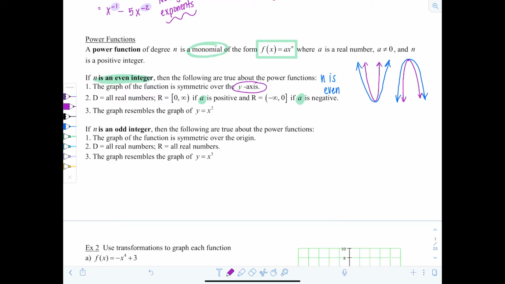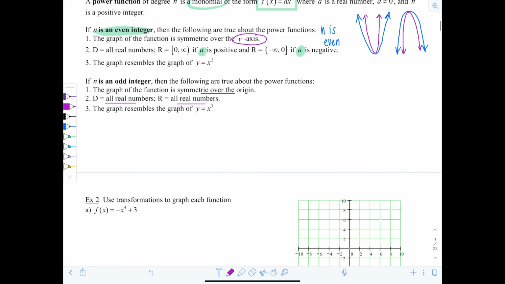Now, if n is odd, then the following are true about power functions. So the graph is symmetric over the origin. Both the domain and range are all real numbers, and the graph resembles the graph of y equals x cubed. So hopefully you remember what x cubed looks like. This guy. So x to the 5th would also look the same. It would just be more skinny because it's increasing and decreasing more rapidly. X to the 43rd, something like this. Okay, so they all have the same basic shape.